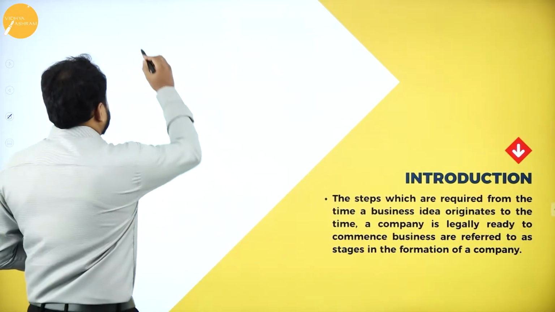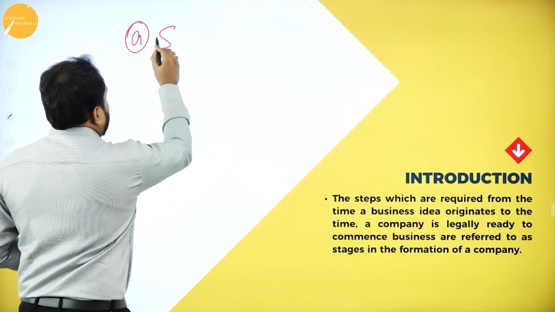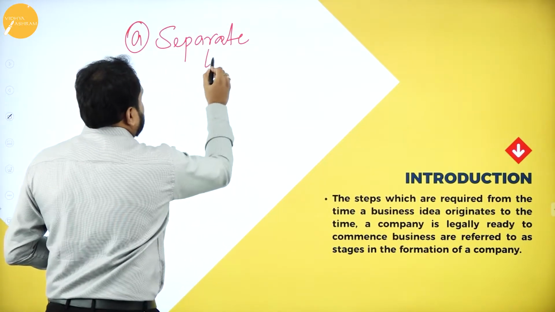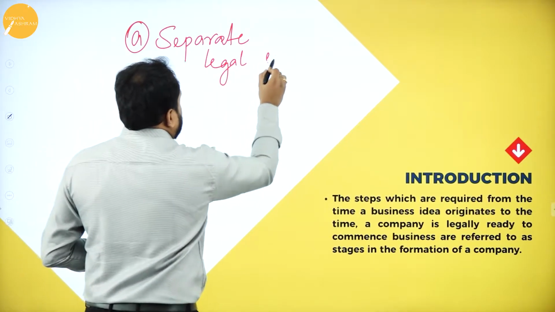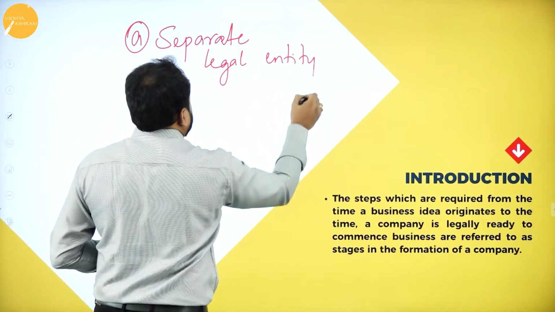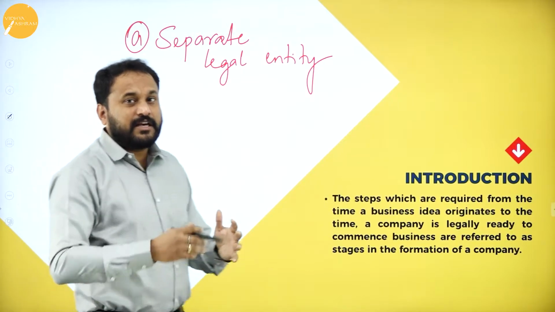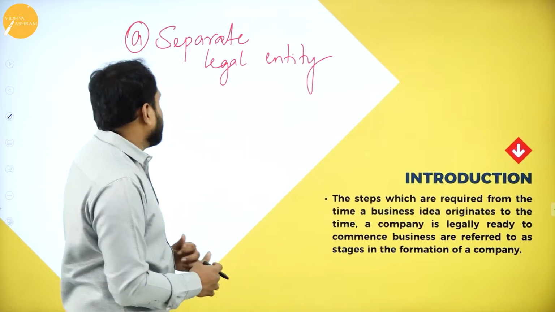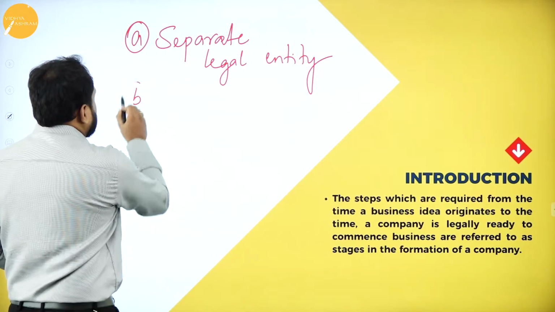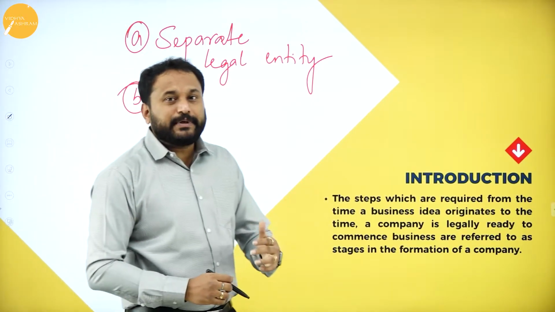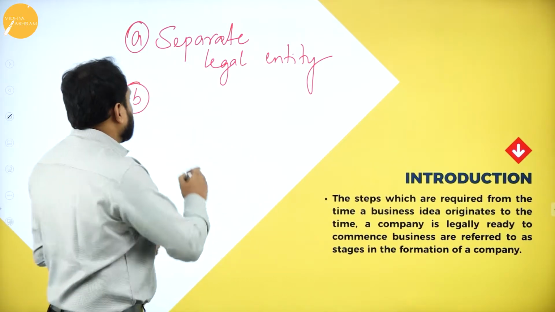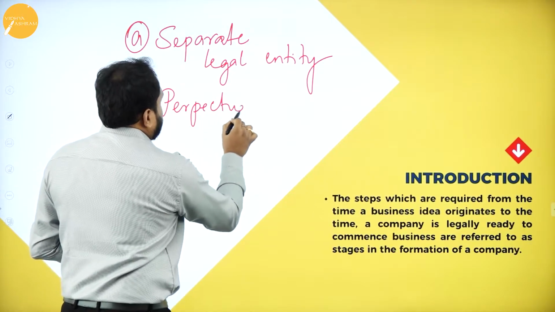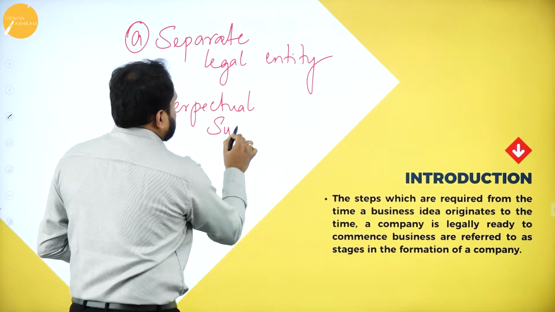What is it? It's a separate legal entity. Right, that is, identity is different. That means a company is different and the people who are working there are different. And then we have one more, that is, it is perpetual succession. What we call that as? We call that as perpetual succession.